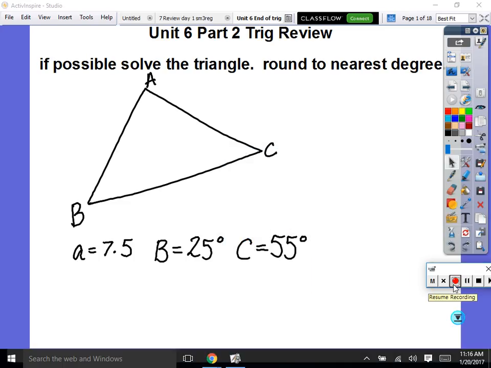So everybody, the first thing it's going to ask you is, if possible, solve the triangle around to the nearest degree. Now here's the thing, guys. If a triangle's already drawn, you don't have to use that. You can go off to the side and draw your own. Sometimes it's easiest to draw your own to get the picture in a way that makes it easy to look at. You'll see what I mean.